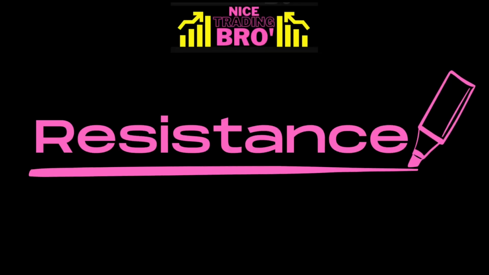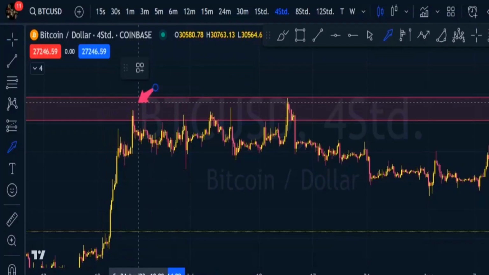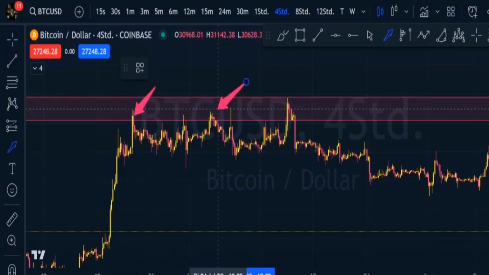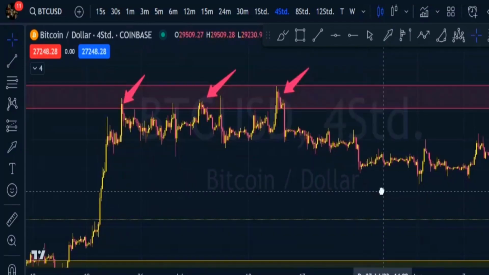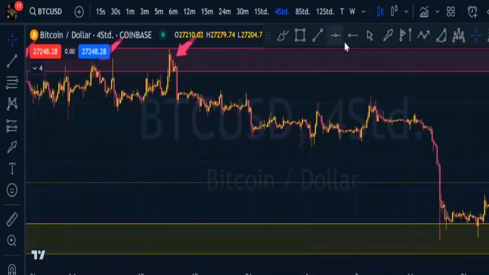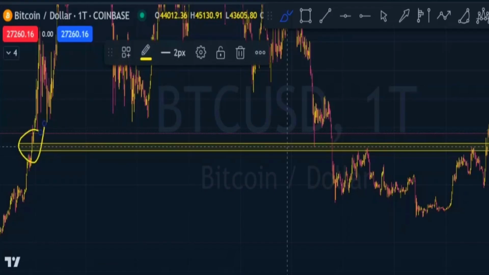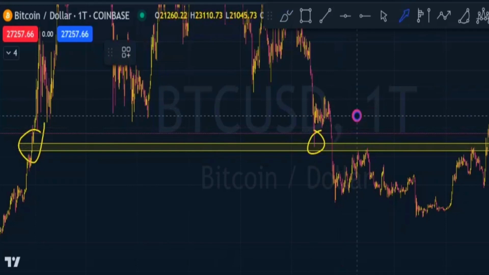Resistance. Resistance means that the price of an asset is struggling to overcome a significantly higher price level. For example, there may have already been one or more unsuccessful moves in the past to break above the price level in question. Role reversal. Support turns into resistance.